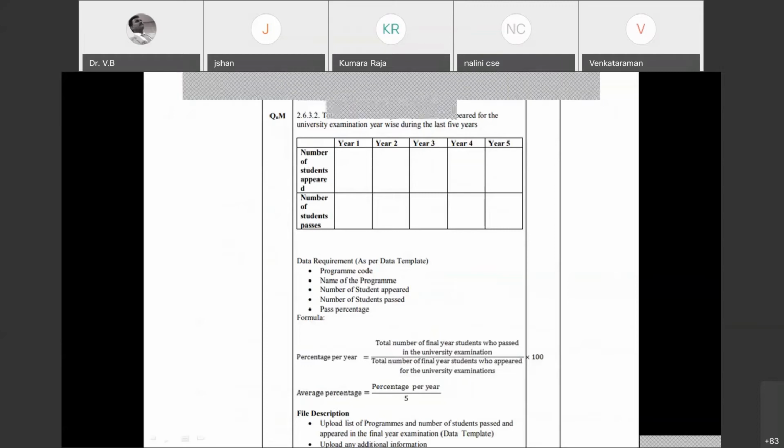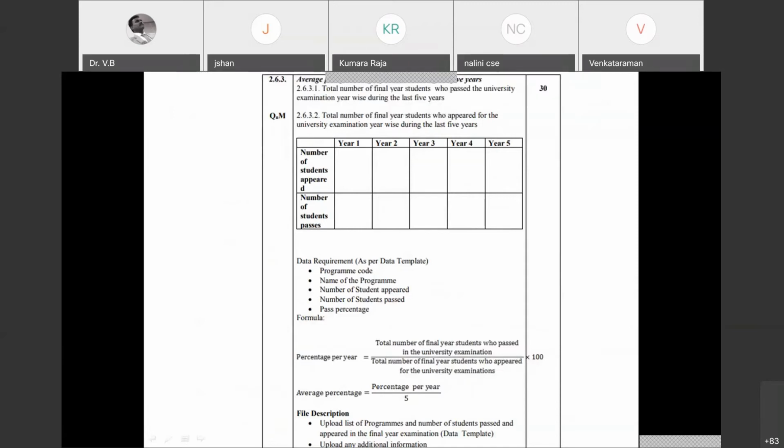And the next question is average pass percentage of the students for the past 5 years. So number of students appeared, total number of final year students who passed the university examination. So here, if I am going to apply for NAAC in this academic year, then it means for the last 5 academic years. So as you can see there, the question is final year students who passed, meaning if I'm applying in the month of say September 2020, 2021, this academic year means the previous 5 academic years data I'm going to enter over here.